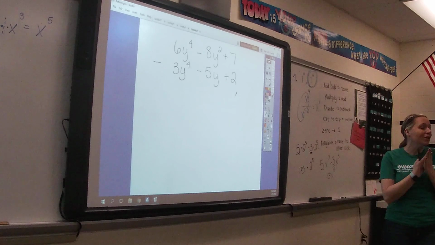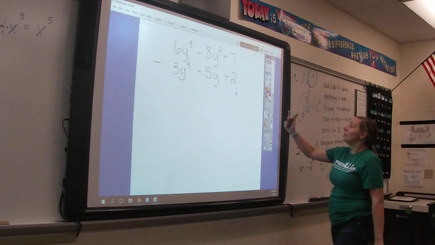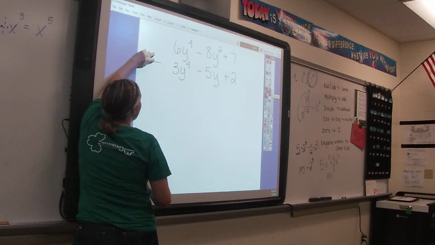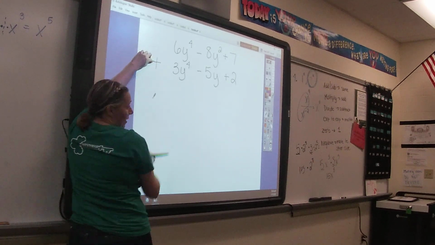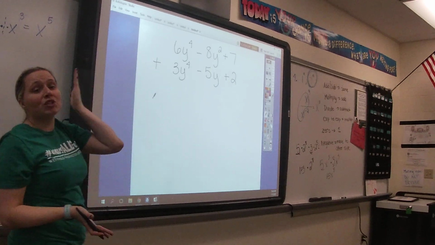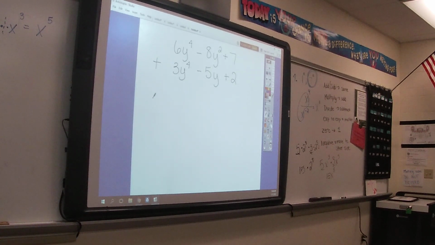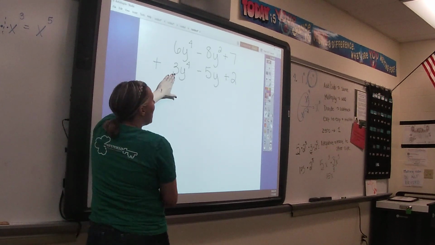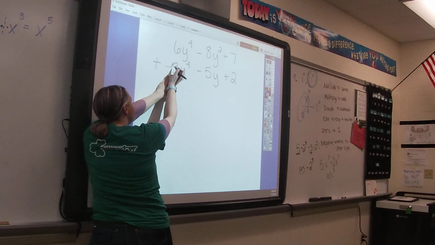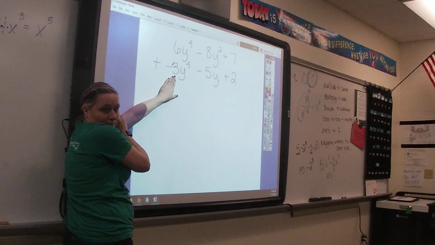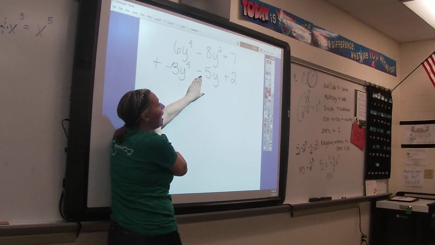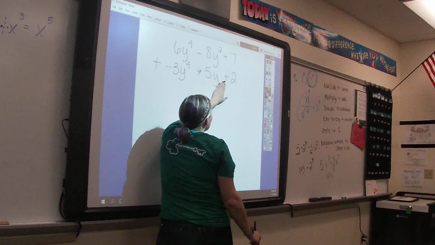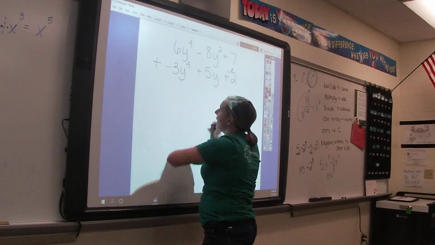Change subtraction to addition. Add the opposite. It literally takes like a second. You will change this to a positive. And then you change the sign of everything that follows it. Not before it, but what follows it? So if this was a positive 3, it becomes a negative 3. If this was a negative 5, it becomes a positive 5. And then the 2 would be a positive 2 becomes a negative 2.